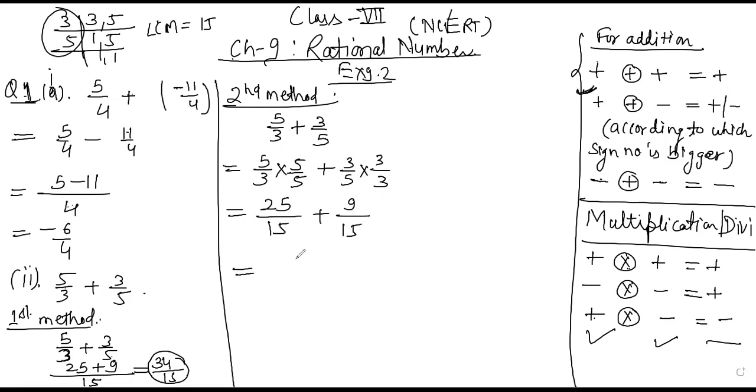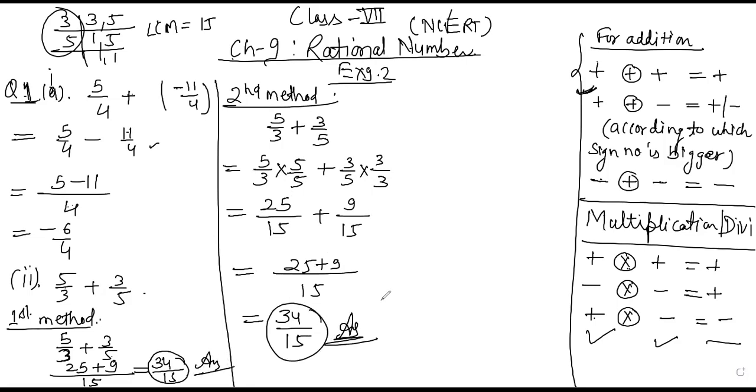Now you know that if the denominators are same, the numerator will be copied as it is with their sign. So 25 plus 9, that will give you 34/15. This will be the answer. And both the methods you have seen that the answer is coming equal, means same, you can say. So this is first and second part. Now third part.